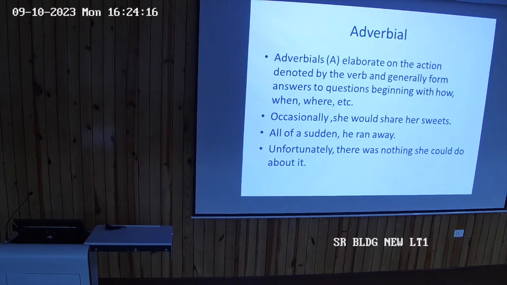For example, she occasionally would share her sweets. She shares her sweets occasionally. तो sentence का grammatical structure जो है वो खराब नहीं होता अगर आप term occasionally या adverbial को कहीं भी घुमाते रहो. Alright? But the main feature is it adds extra information in a sentence regarding how, when and where. Alright? So occasionally is about how.